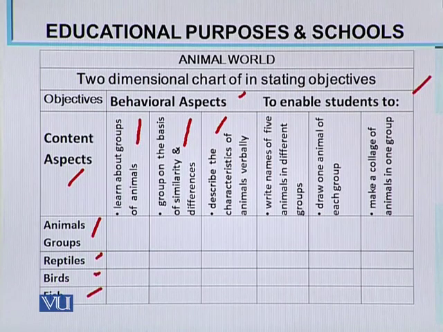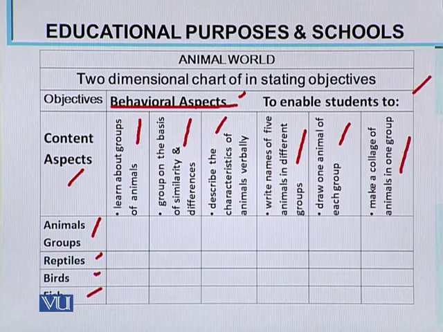Another behavioral objective is to write the names, the ability to write. We want them to learn how to write their names. Then we want them to draw a picture of any animal or any group of animals. We want them to make a collage. So these are all the activities which are behavioral aspects of the objectives we are covering. If we look at the content, what is the content? It is the animal groups, reptiles, birds and fish.